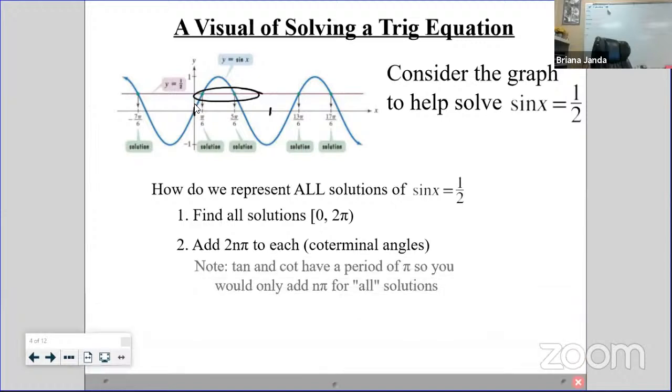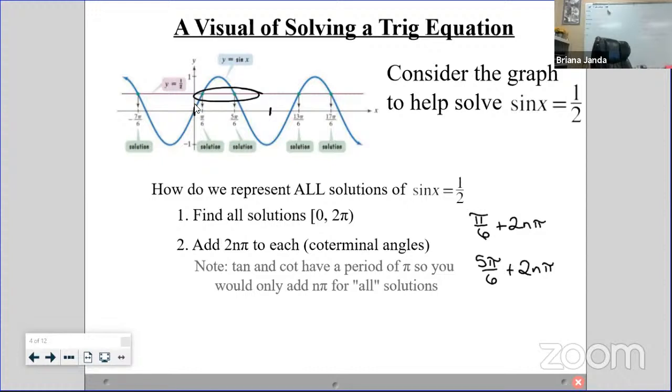So if we were to go back to our solutions for this, we got a solution of pi over 6 and 5 pi over 6. But if I want to represent all, it's pi over 6, and then every full circle that I would make that would start at pi over 6, add another full circle, end up at a coterminal angle to pi over 6, gives me the same answer. Same thing for 5 pi over 6 is 2n pi.